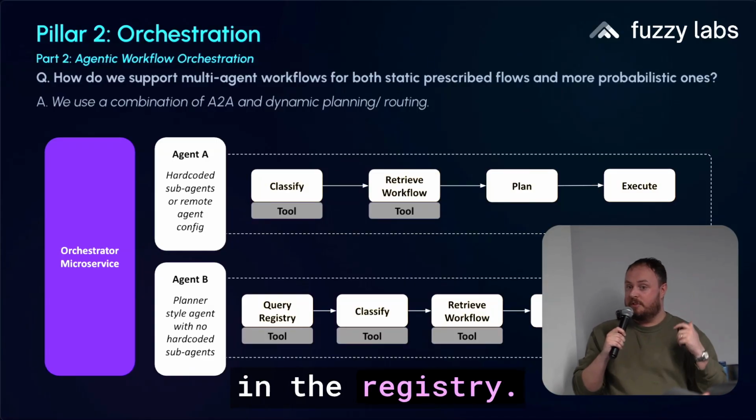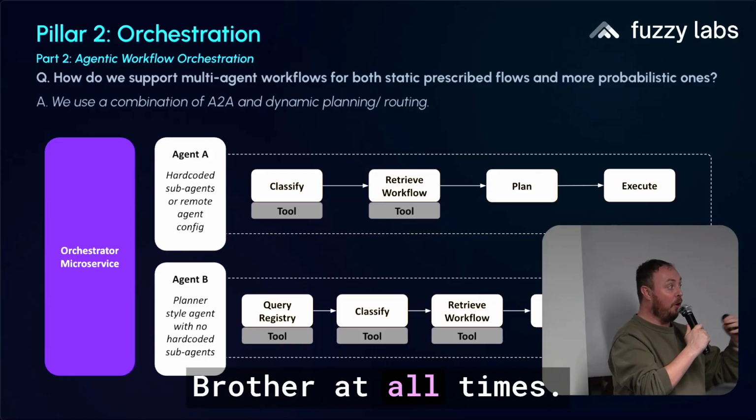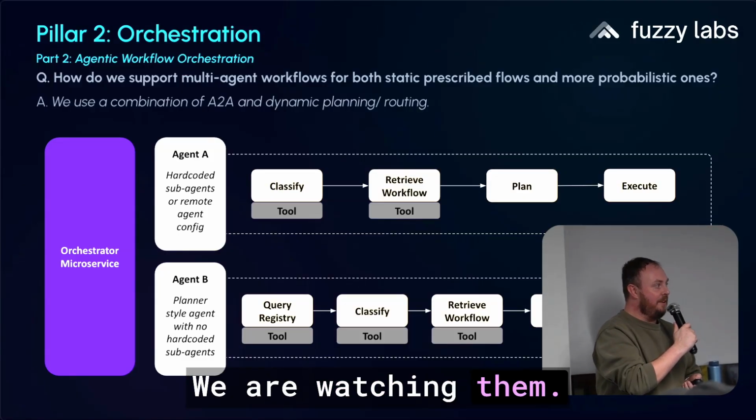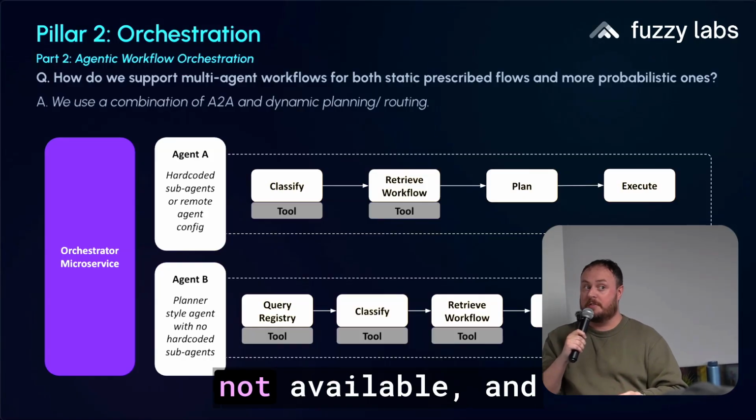So what we're looking at then is that more dynamic ability. We've got everything in the registry. We know all the agents that exist. We know where they are. It's like Big Brother at all times. We are watching them. But we can query that, right? So we can cache that, we can query that. We always know what's available, what's not available.